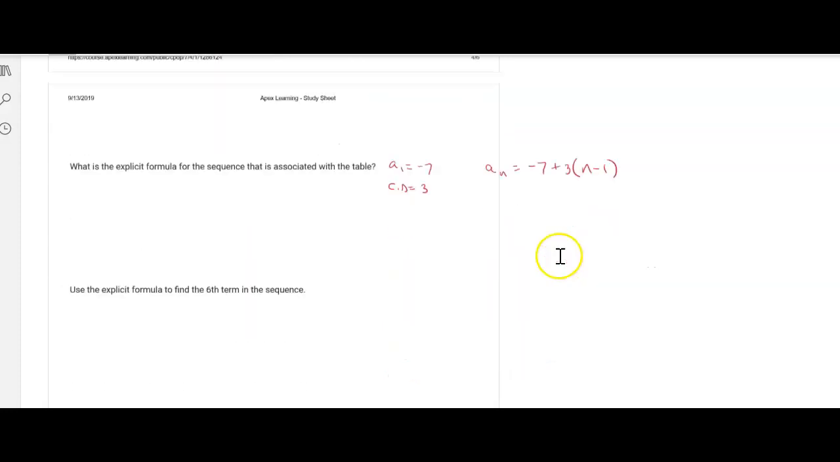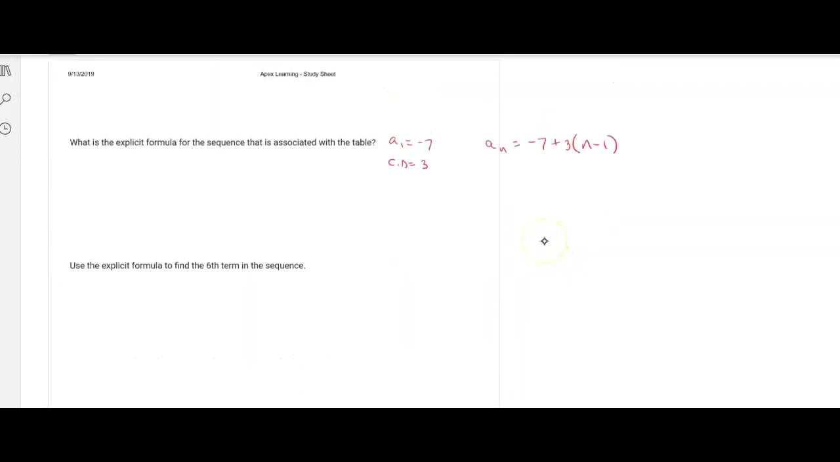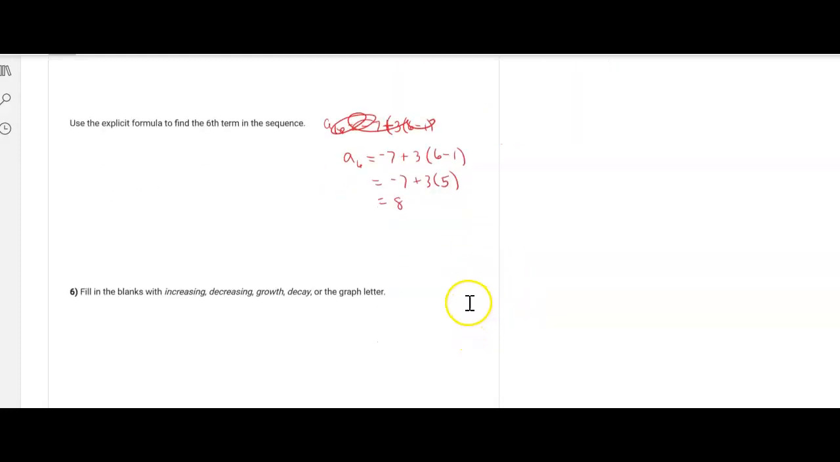Okay, so that's basically reviewing everything we've done. So what would the value of the 6th term be in the sequence? Let me rewrite this. A sub 6 would be -7 plus 3 times 6 minus 1, which would give me -7 plus 3 times 5, which ends up being 8, because -7 plus 15 would be 8.